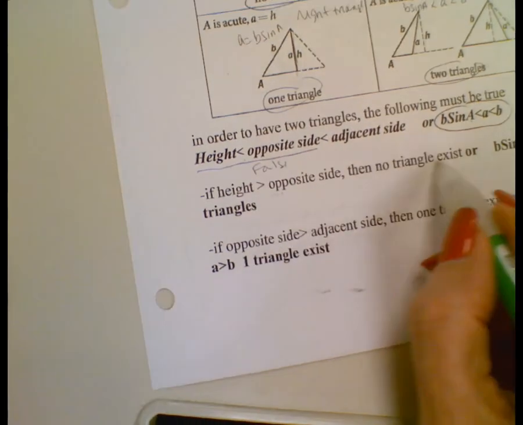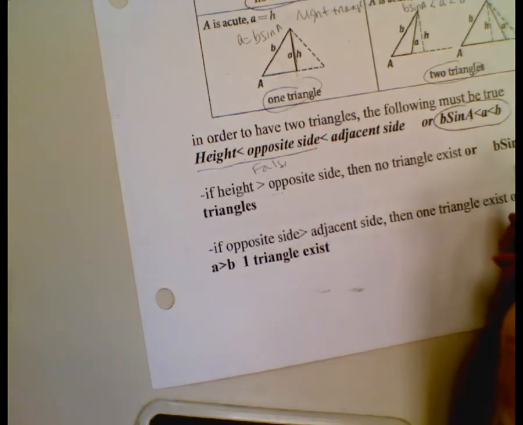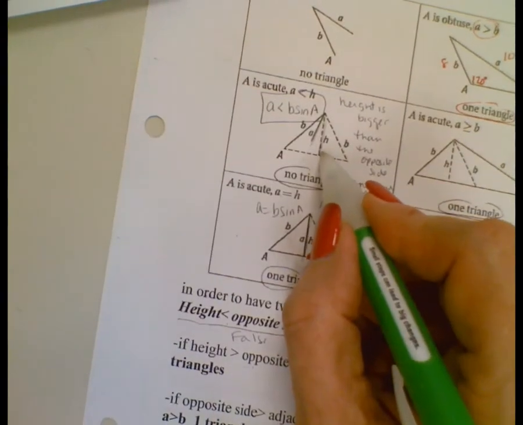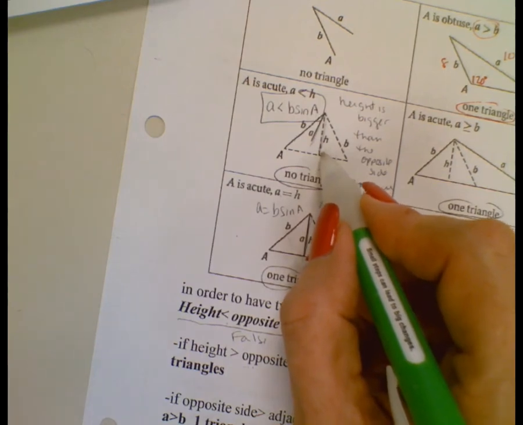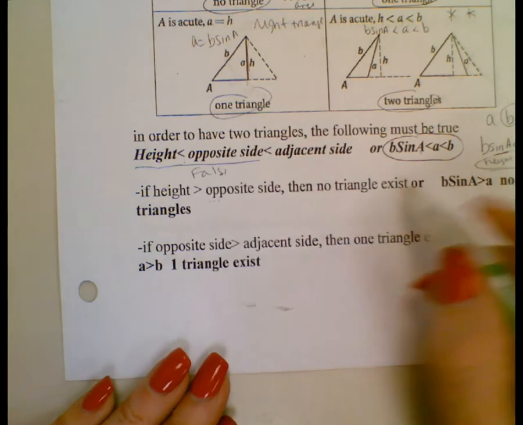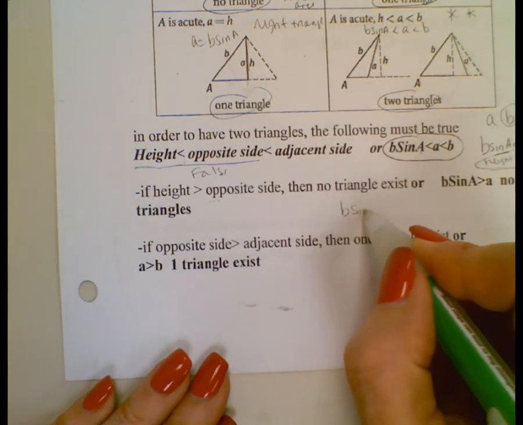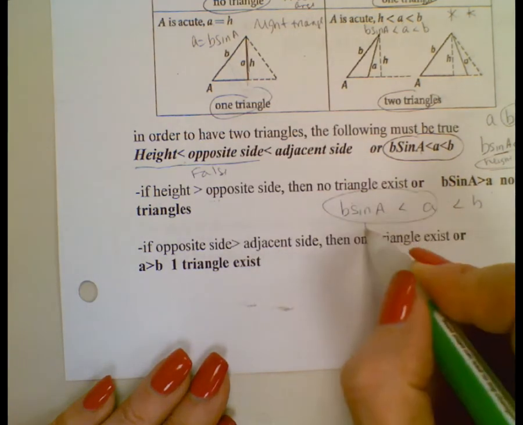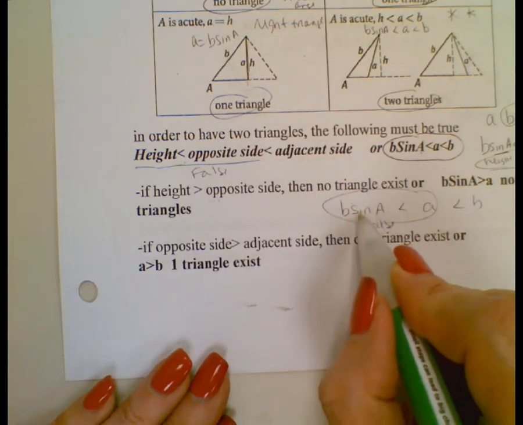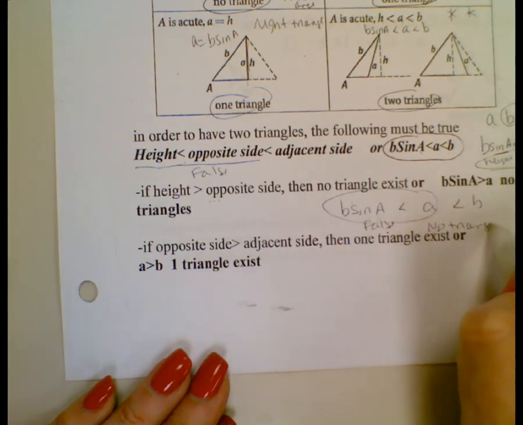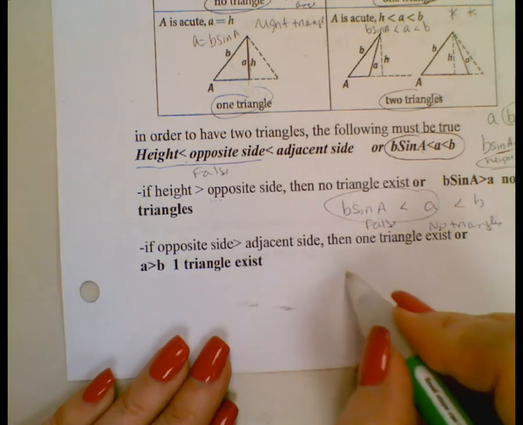If the first part is false, then no triangle exists at all. So if the height is greater than A, you would have this triangle right here. So if the first part of this is false, let me write this again, B sine A less than B. If this part is false, in other words, the height is greater than A, you have no triangles at all.